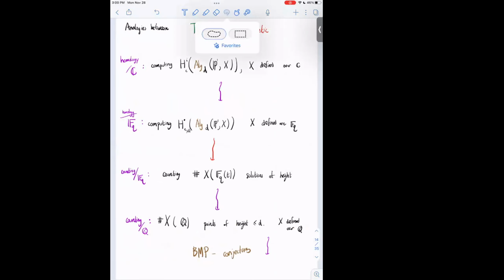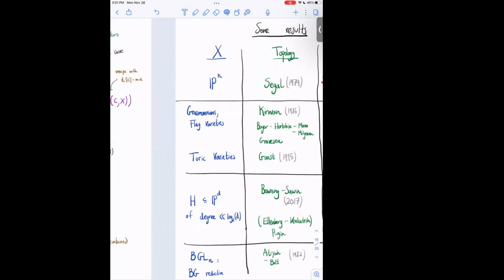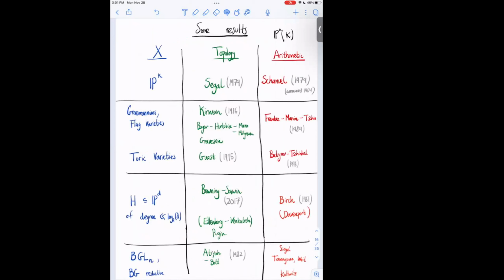And furthermore, at least at this stage, I don't really know how to prove anything new about counting solutions like this using topology. It's more of an analogy: there are various techniques on the number theory side that you can try to transfer over here to think about these mapping spaces, and vice versa. But there are no direct actual mathematical implications that I want to talk about right now.